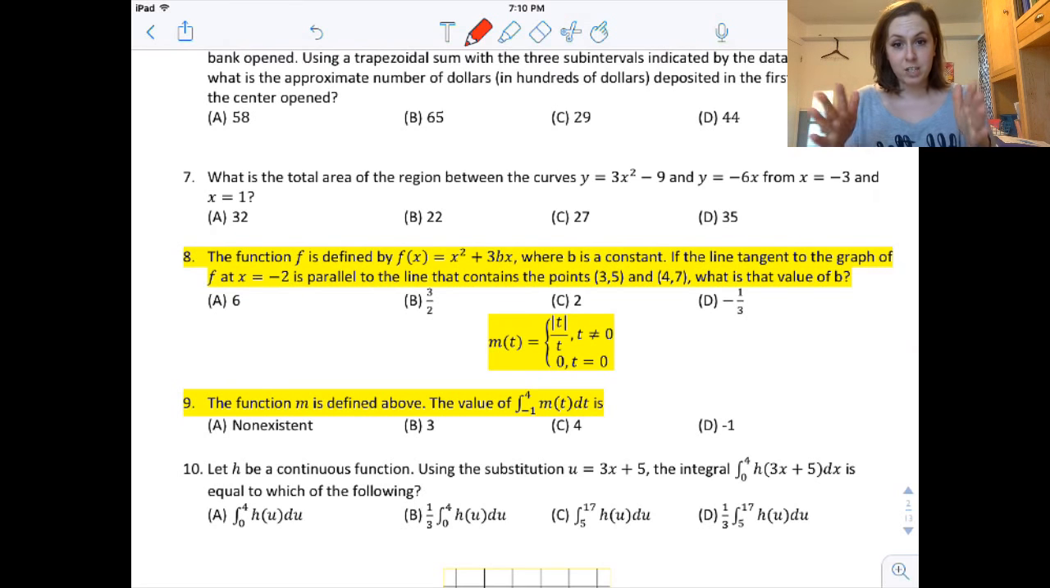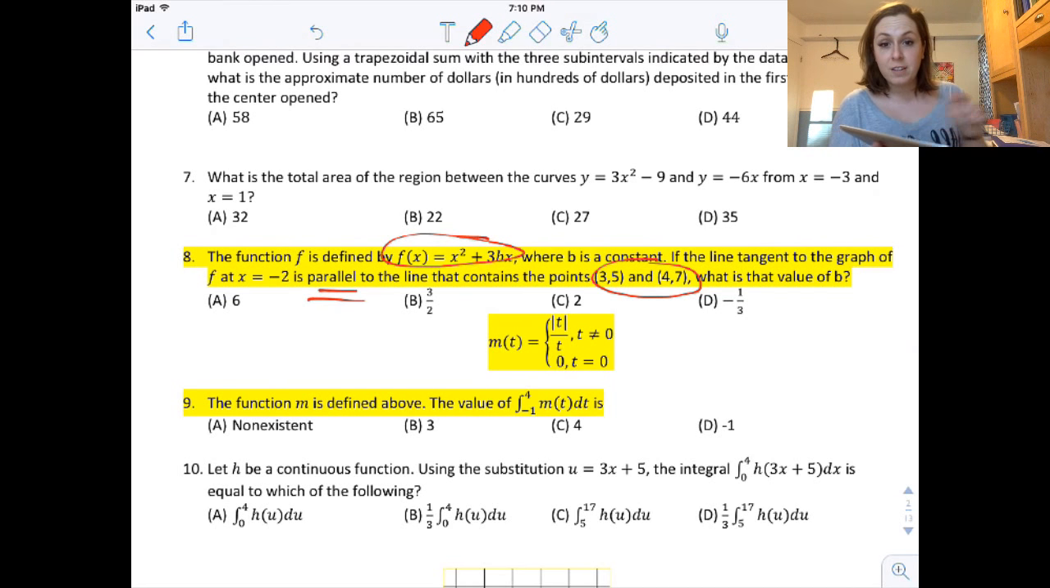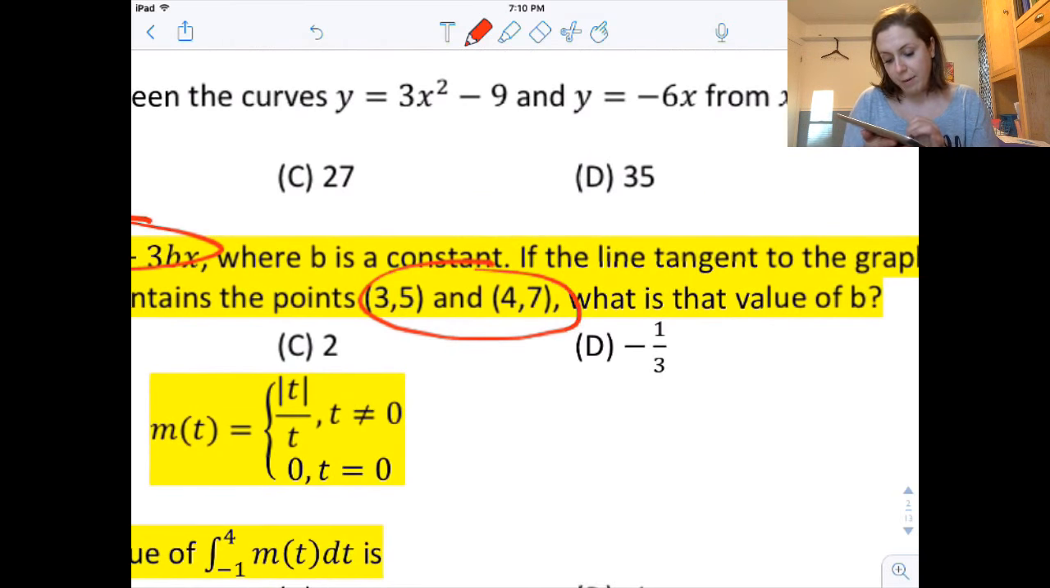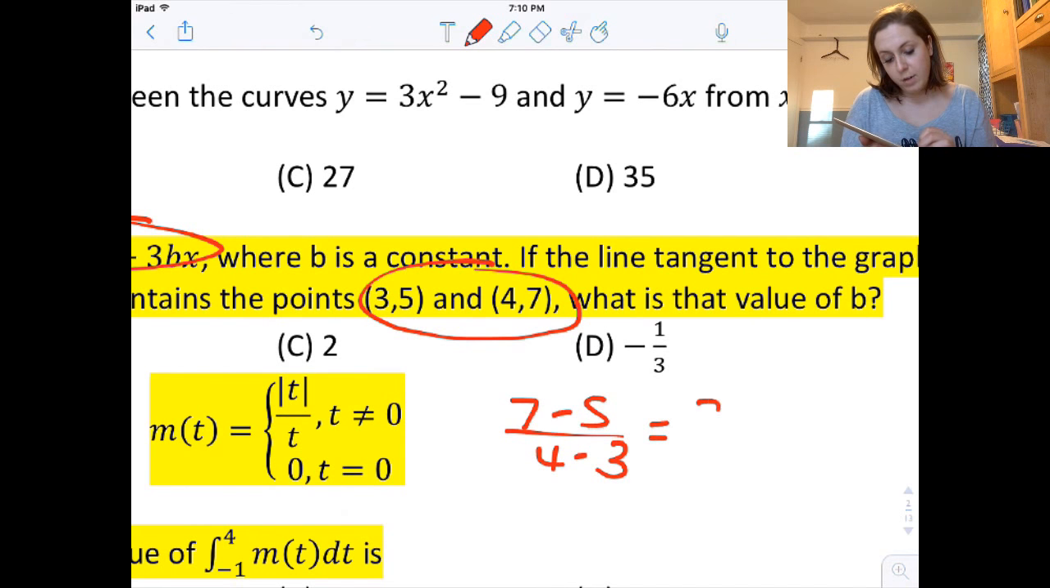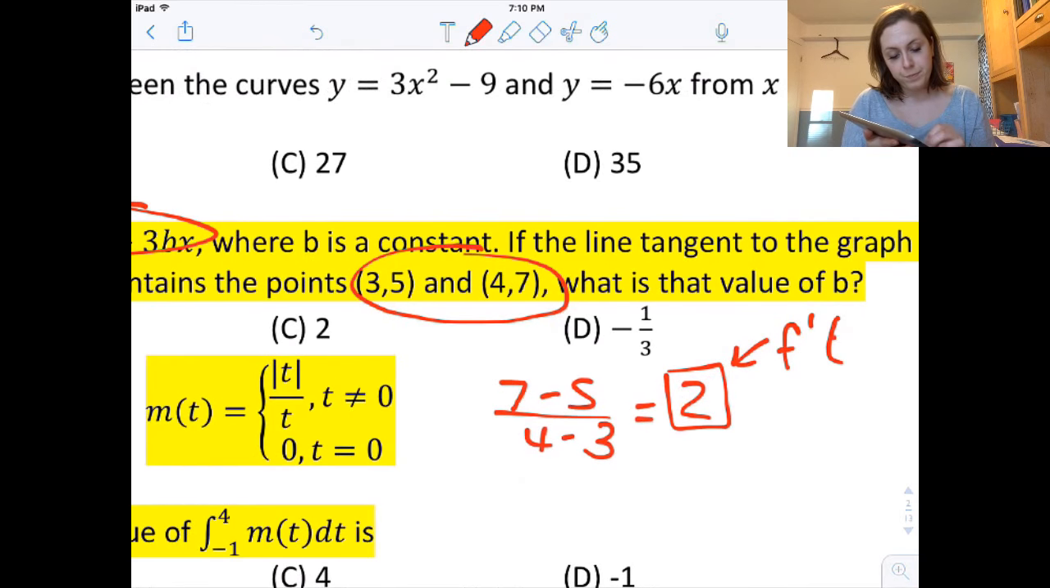So remember, tangent line, we're talking about slope of the tangent line is the derivative. So let's think about this. What I know here is that the slope of f needs to be the same as the slope between these two points because they're parallel. So I'm going to start by finding the slope between those 2 points. That would be 7 minus 5 over 4 minus 3. So that slope is 2. So this tells me that f prime of negative 2 should equal 2. Right? My slope there should be equal to my derivative there.